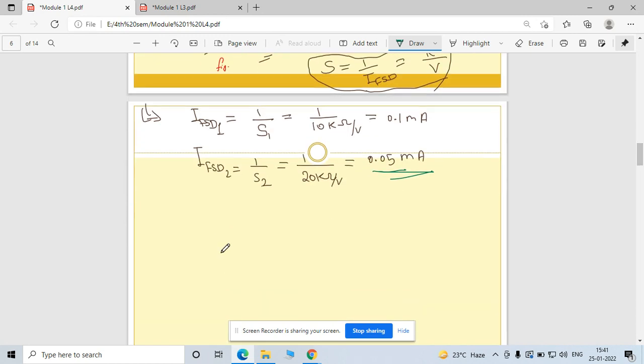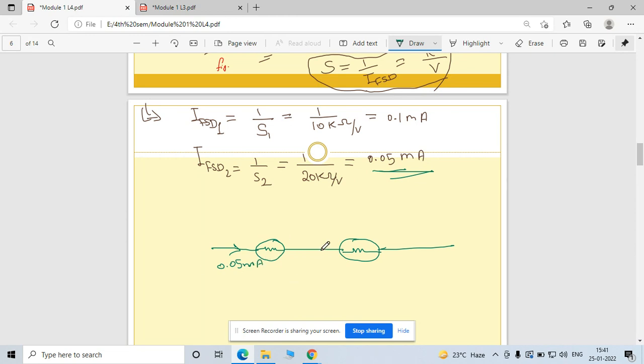So I can say this is your combination, this is meter 1 and this is meter 2. They have some resistance, so we can't flow above 0.05 milliampere in the actual circuit for safe operating condition. Let's say this is meter one, M1, and this is meter two, M2.